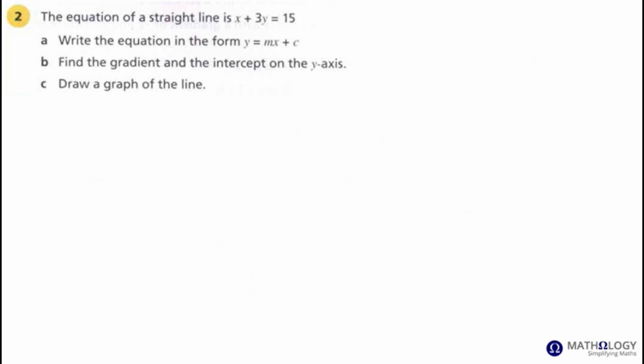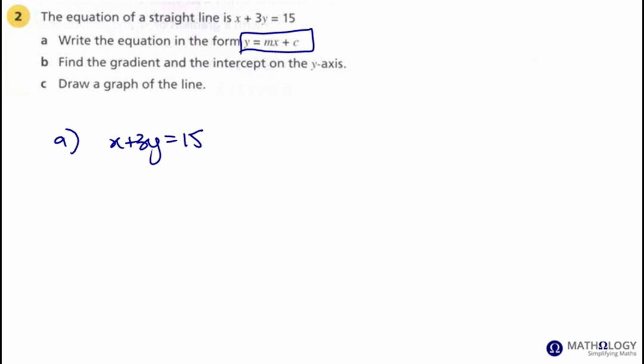Question 2. The equation of a straight line is x plus 3y equals 15. Write the equation in the form y equals mx plus c. Again, this is standard form. Find the gradient and the intercept on the y-axis and then draw a graph. So it's the same question as question 1. Well, it's a similar setup. x plus 3y equals 15.